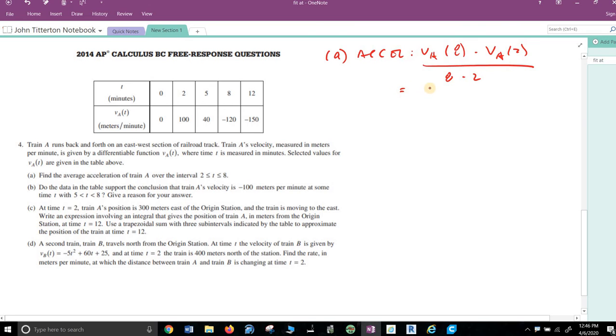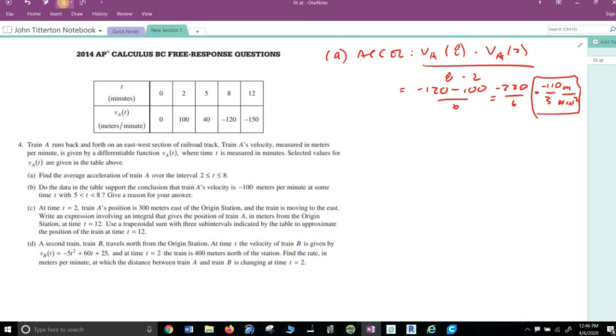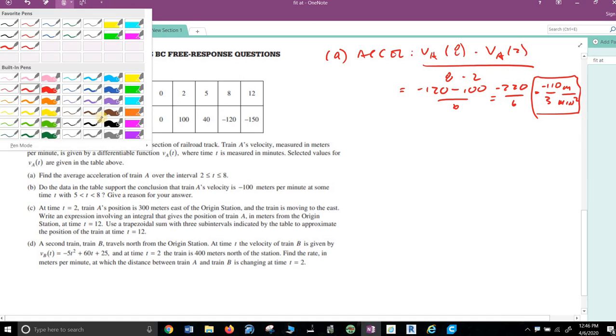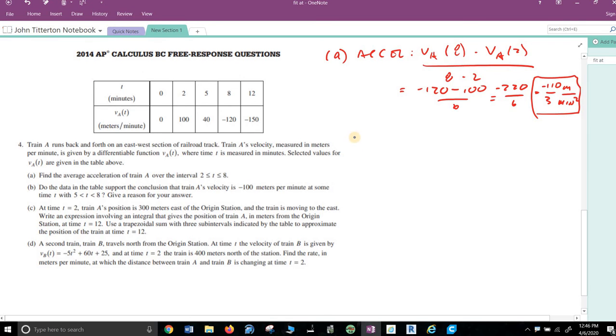You get -120 minus 100 over 6, which is -220 over 6, which is -110 over 3. You've got to be really careful here with the units because it's acceleration, and I get so hung up on the calculus I forget the units. -110 over 3 meters per minute squared, and I would have written out m for meters if I had a little more space to work with here. Not that I'm bitter about the space.